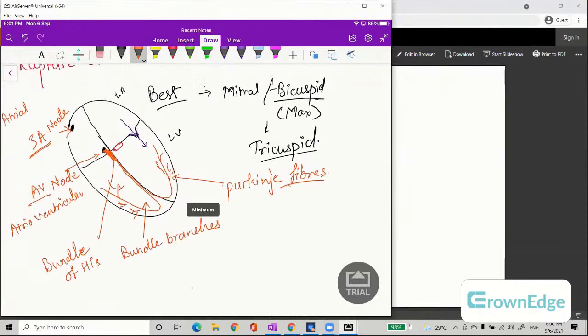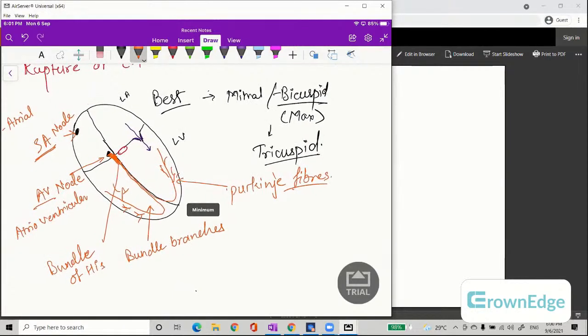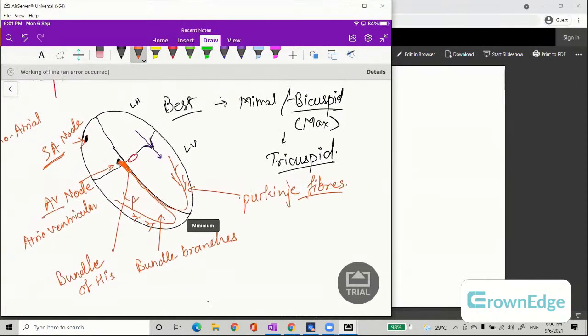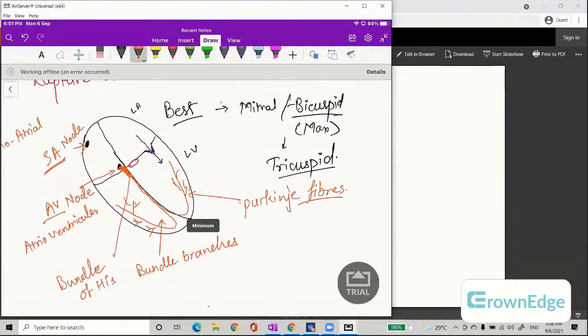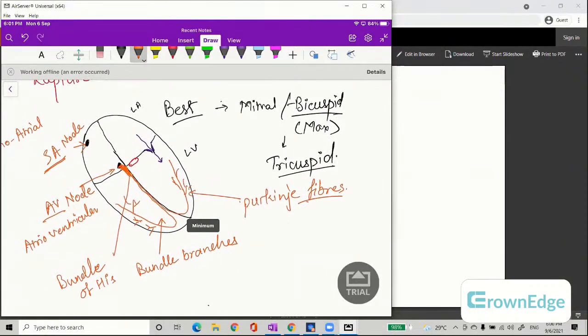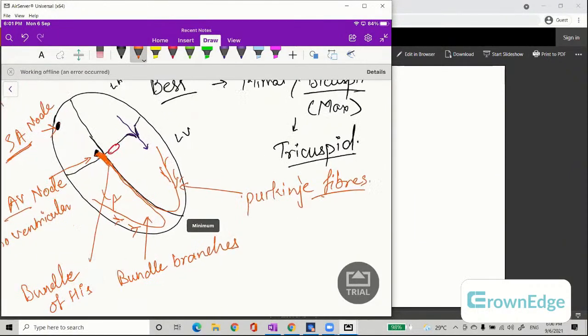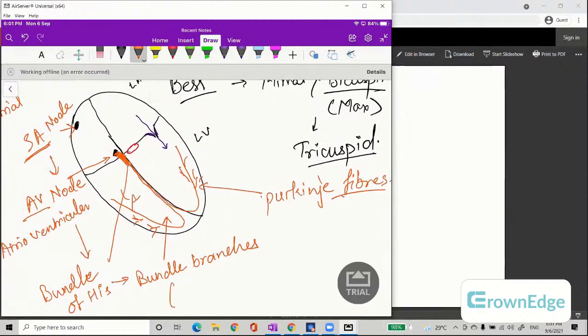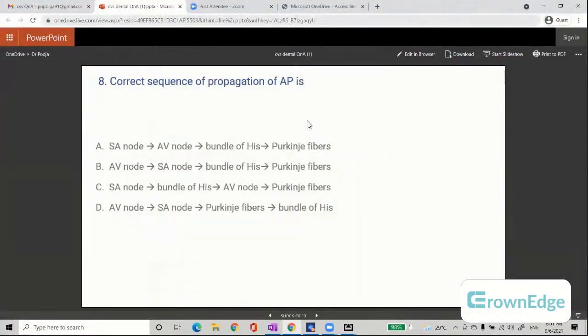So this is how the AP is going to get conducted from the SA node to AV node, right? From the AV node to the bundle of His, bundle branches, of which we have two, left and right, right? And then it is going to go towards the Purkinje fibers to all myocardium. So now you can tell me the answer over here. The bundle branches are not shown. So the answer must be yes.